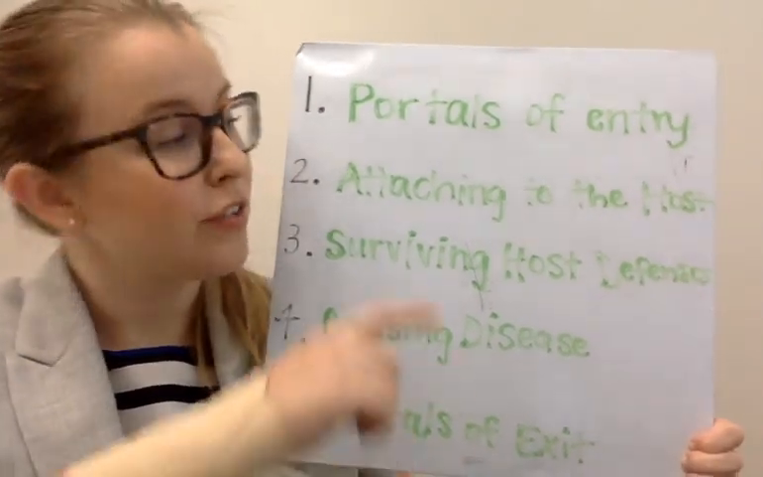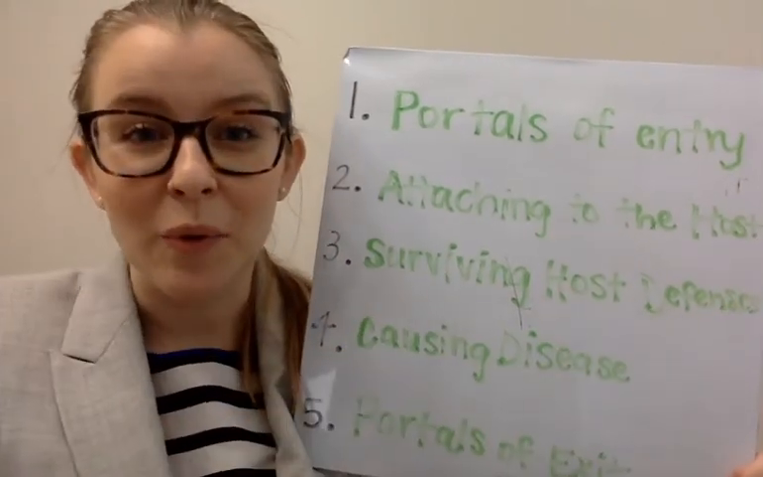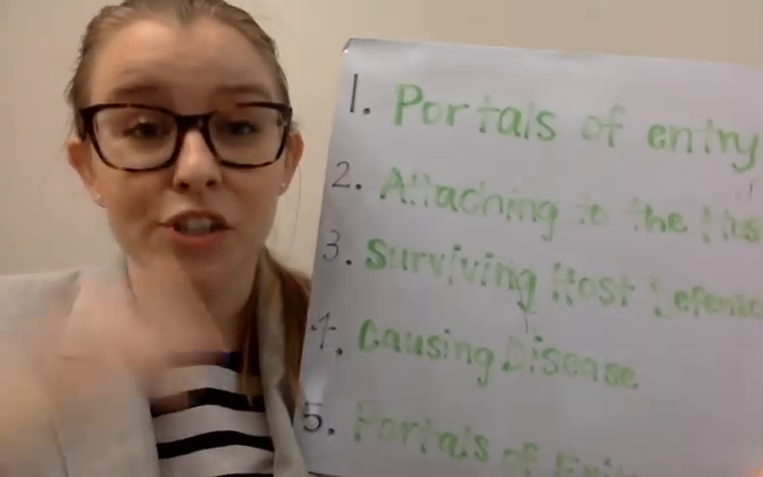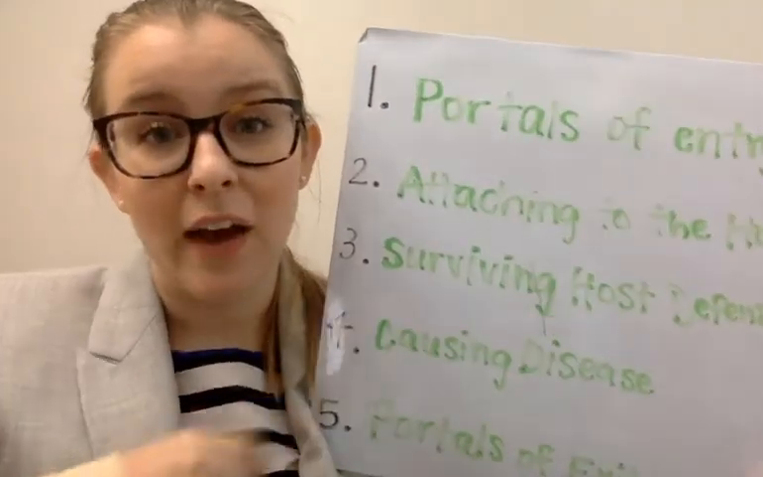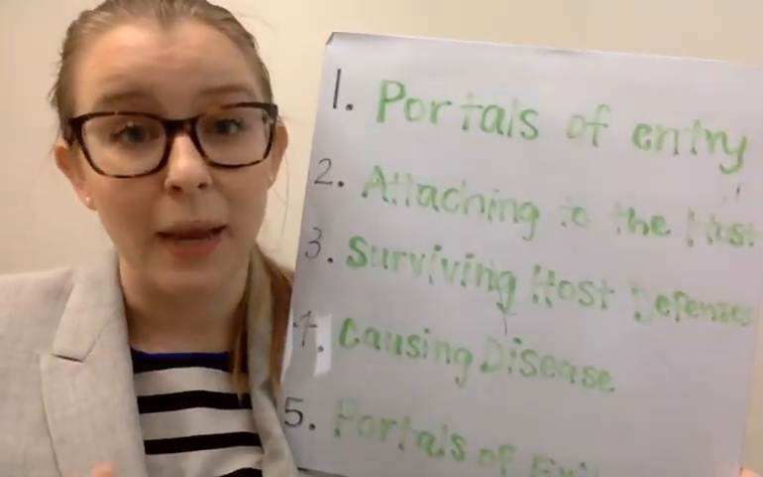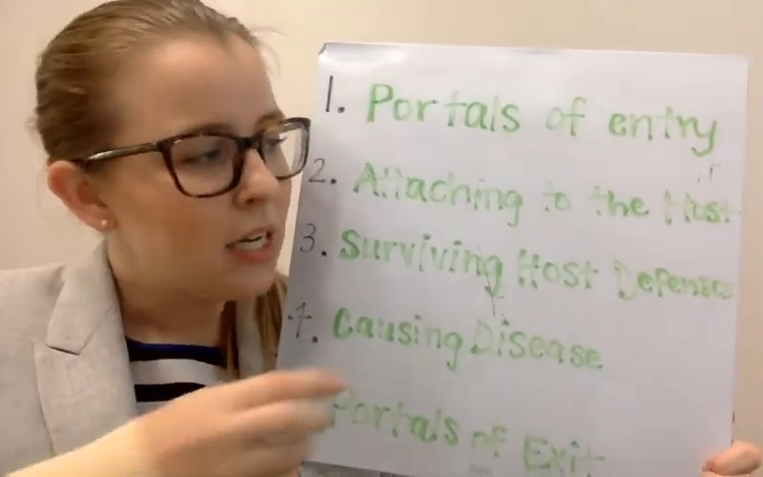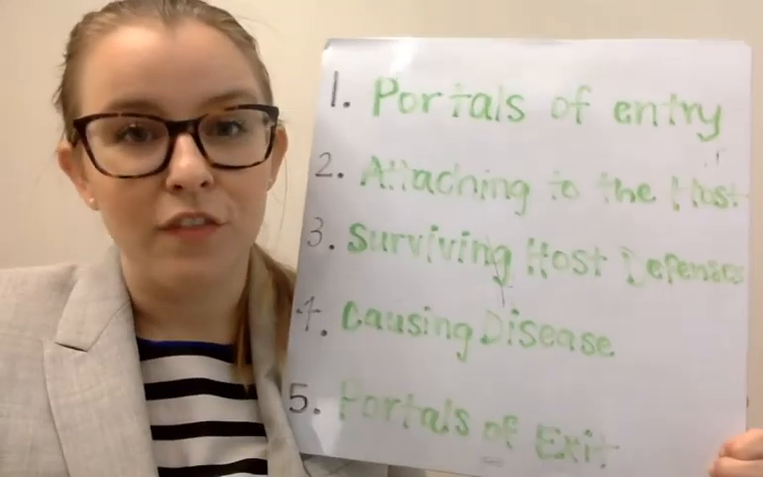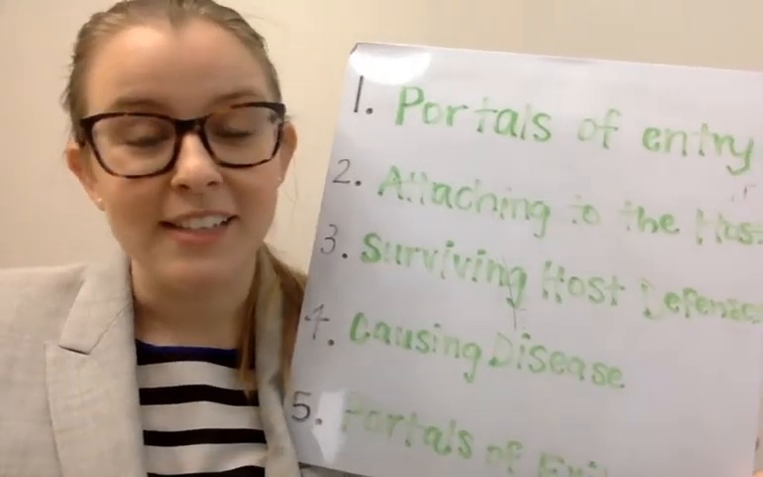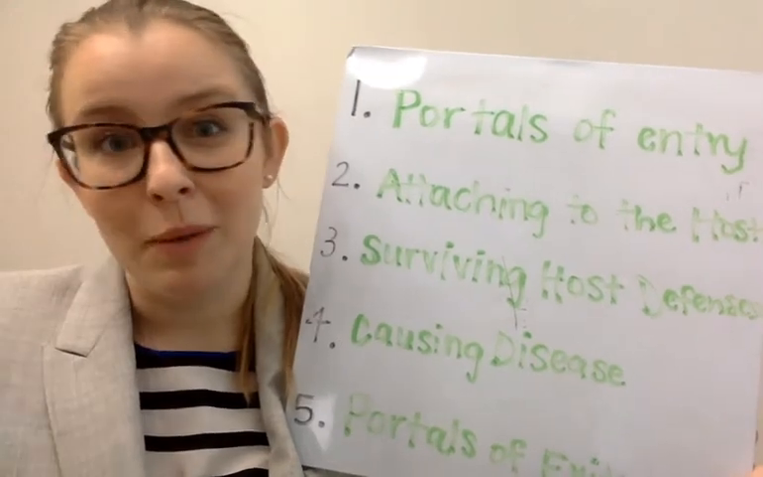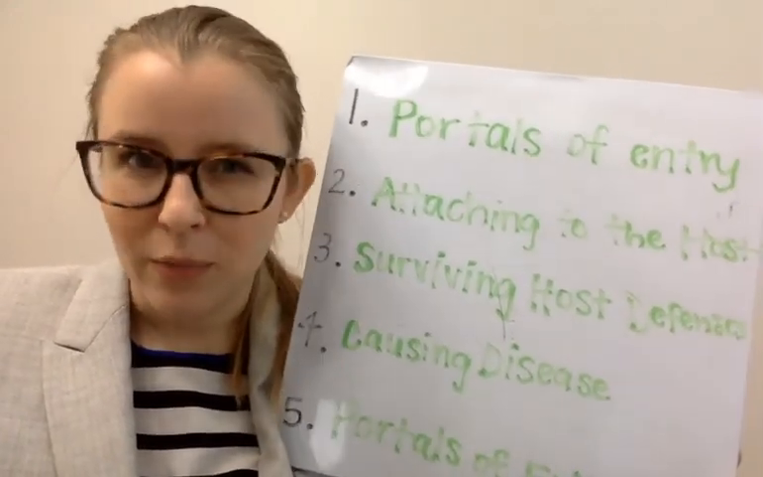Step 3 is surviving host defenses. So this is going to play really nicely with what we learned in the last chapter. So since we've learned all about the host defenses and how our body normally can fight off bacteria and viruses that enter our body, so now that we know we have cells like phagocytes that can actually just engulf bacteria and chew them up, spit them out, how do we even end up with an infection to begin with, right?